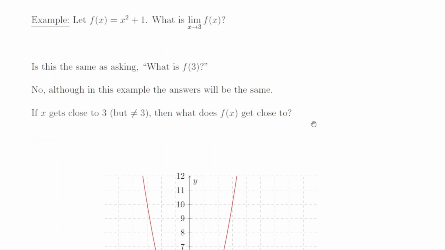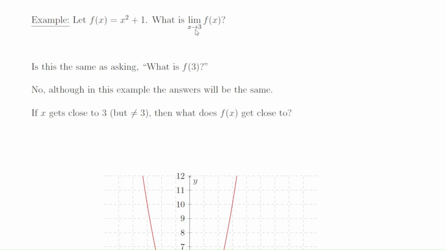Okay, so let's look at another example. And this one is maybe not quite as interesting, but it's pretty simple here. f of x equals x squared plus 1. And the question is, what's the limit as x approaches 3 of f of x? Now, is this the same as asking what is f of 3? And it turns out it's not the same thing.